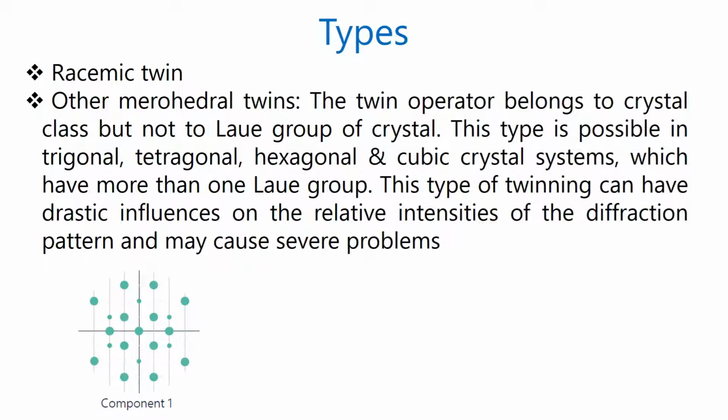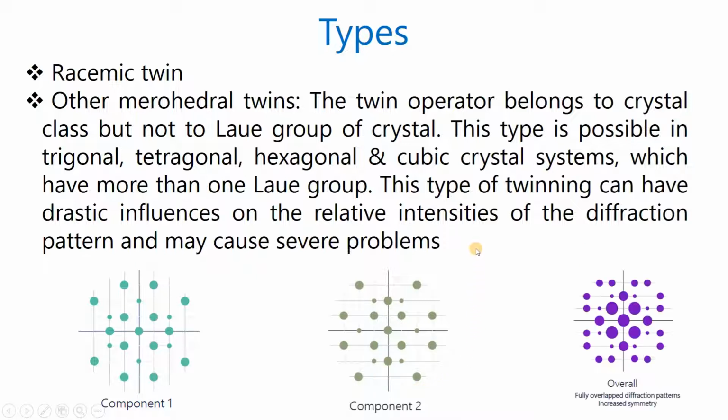Suppose this is the diffraction pattern or reciprocal space of component number 1 and this is for component number 2, then the overall pattern will look like this, a fully overlapped diffraction pattern. So this type of twinning cannot be handled during the data reduction or integration. We can handle such twinning during the crystal structure solution and the refinement.